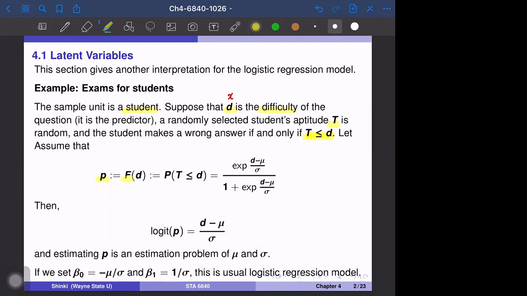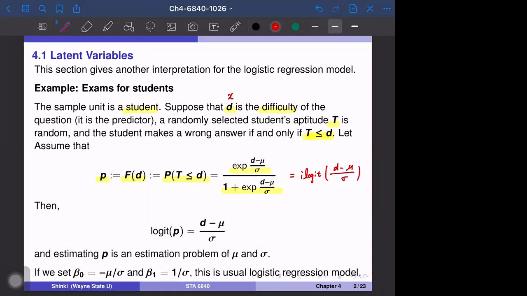Okay, so now we assume some assumptions on T. Let P be the function f of D, the probability that T is less than or equal to D. So this is basically the probability of making a wrong answer. And we define this as exponential of (D minus mu over sigma) over 1 plus exponential of (D minus mu over sigma). So this is actually the inverse logit function of D minus mu over sigma.